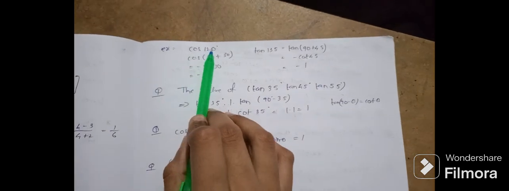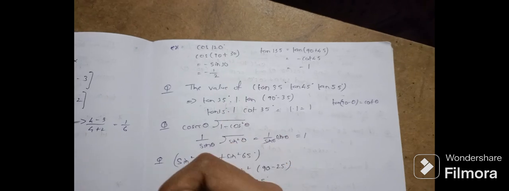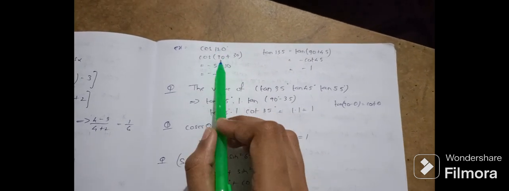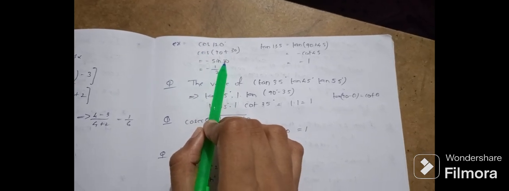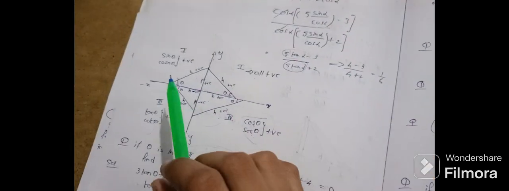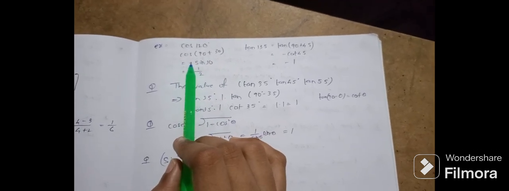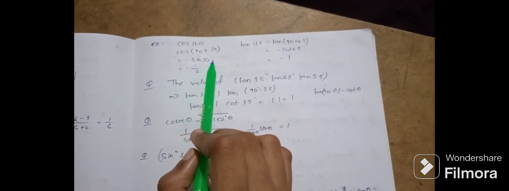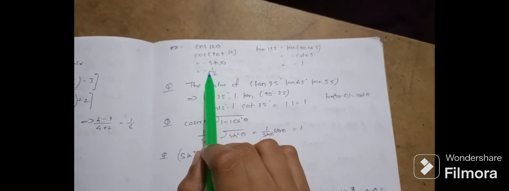Here cos 120 can be written as cos of 90 plus 30. Here again we use these formulas. 90 is an odd multiple, so it will change. The complement of cos will be sin, and this lies in the second quadrant, where only sin and cosecant are positive, but here they are asking about cos, so it will have a negative sign as it is in the second quadrant. So sin 30 value from the trigonometric ratios table; we should remember all those values. Sin 30 is 1 by 2, so the answer is minus 1 by 2.